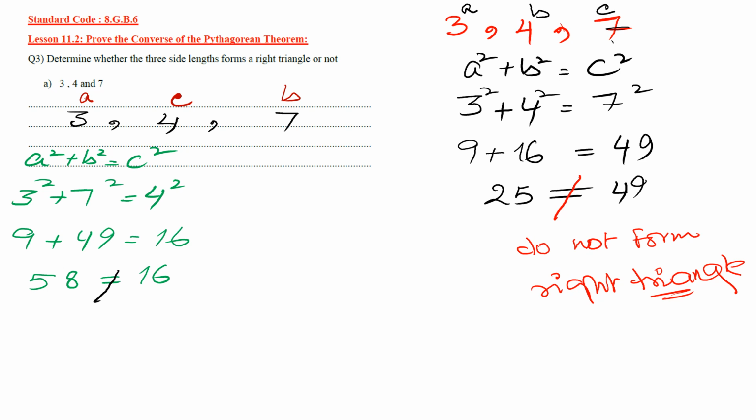Now someone says, Miss, again, why this ABC? Why don't we take 7 as the A, this 3 as the B and C as 4? Let's try this one also. So again we have A square plus B square equals C square. What is A? We are saying that A is 7, so 7 square. B is 3, so 3 square. Okay, so let's see here.